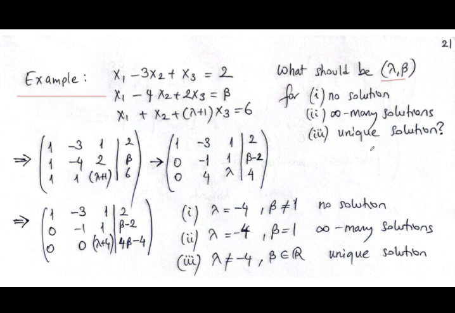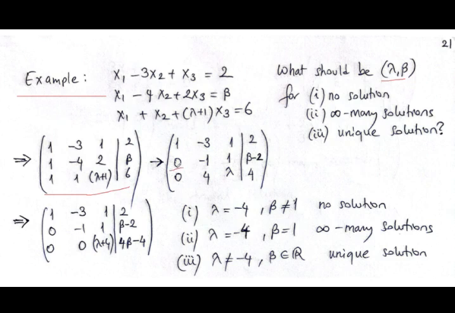For each case, we should think about what should be the value for lambda and beta so that we get one of these cases. And we can start as usual, writing down our augmented matrix, and then start to do some row operations until we get the echelon form. So this is the augmented matrix.